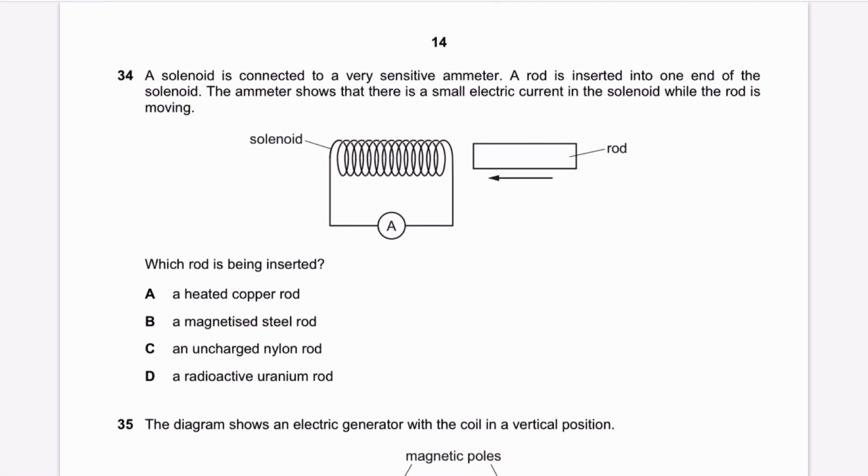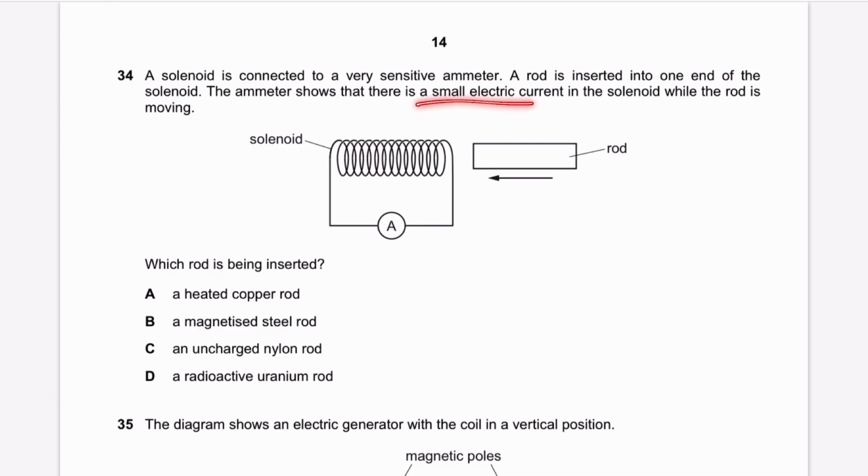34. A solenoid is connected to a very sensitive ammeter. A rod is inserted into one end of the solenoid. It's inserted here towards the left. The ammeter shows that there is a very small electric current in the solenoid while the rod is moving. Which rod is being inserted?